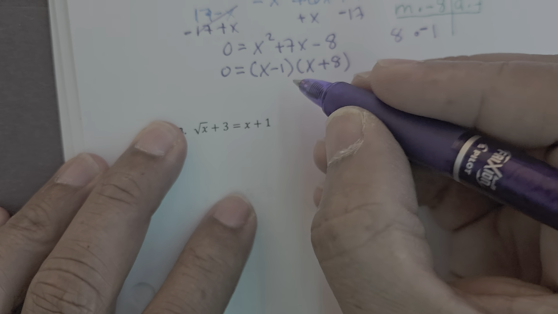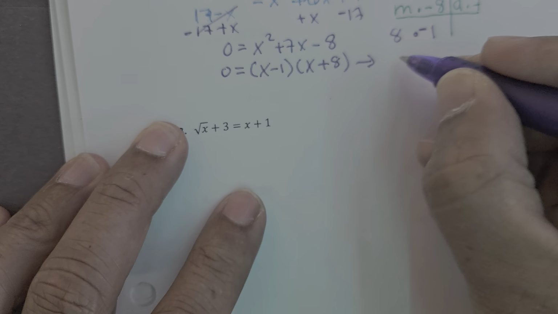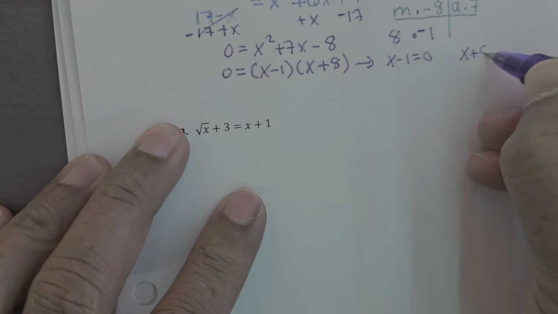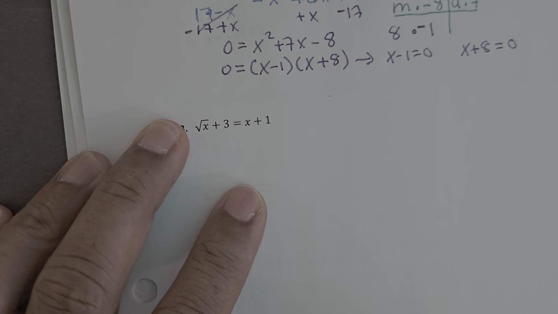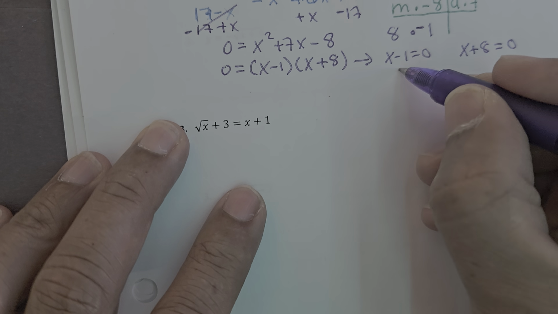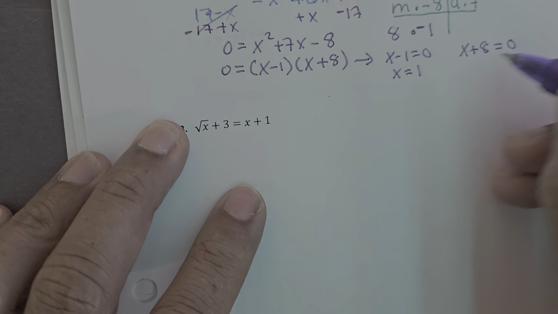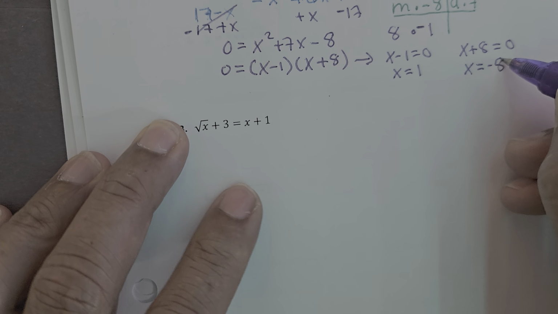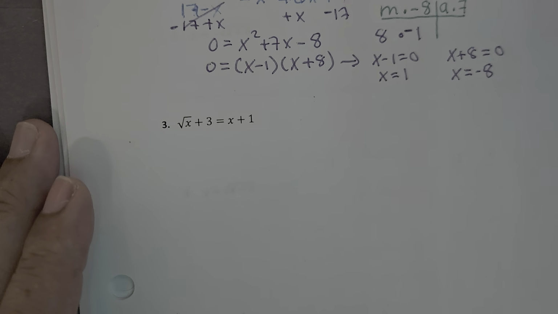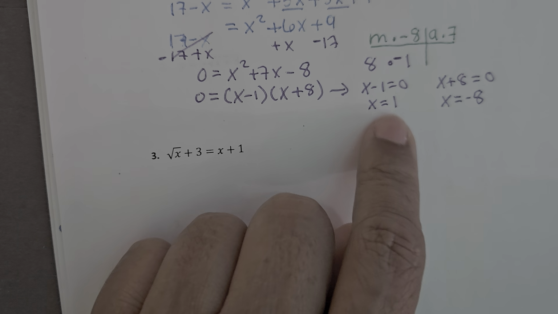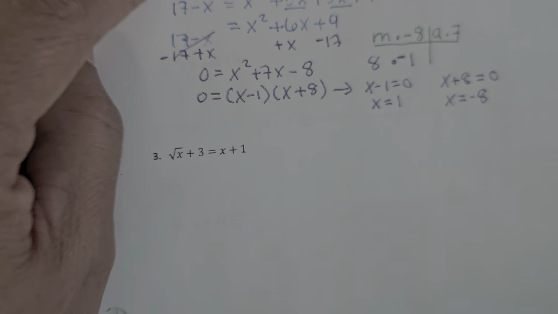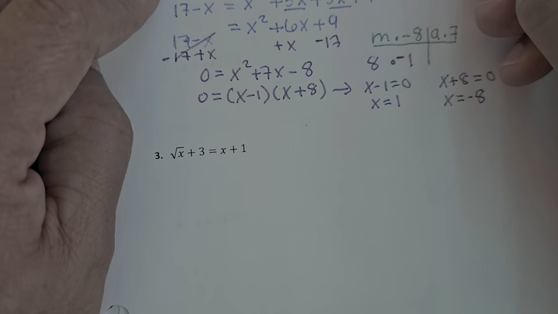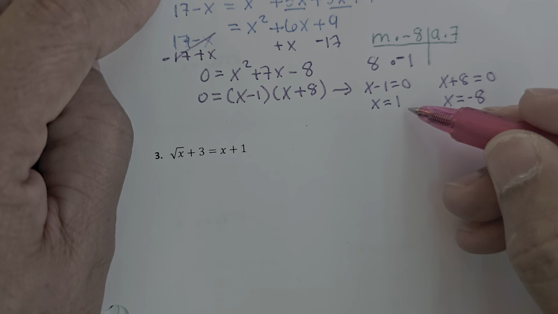Then I'm going to set each factor equals 0. So I'm going to bring this over here for the sake of space. x minus 1 equals 0, and x plus 8 equals 0, which means I just need to add 1. So for this equation, x equals 1, and for this one, subtract the 8. So x equals negative 8. Again, I found the solutions, but I need to check to see if they're extraneous. Okay, so I'm going to go back to the original equation, and I'm going to check the first solution, which is when x is 1.